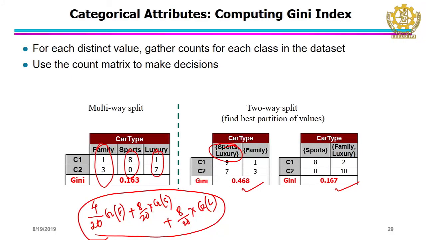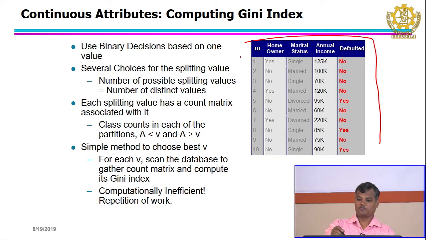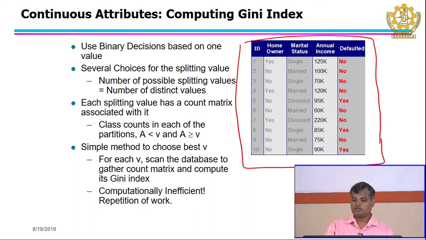Now, we will move to the continuous attributes. We have a table here, from the beginning we started with the same example. Now, which one is the continuous attribute? Annual income is the continuous attribute here. Even though the values are shown as integers, it can be anything, right? Income can be anything, meaning a continuous value.